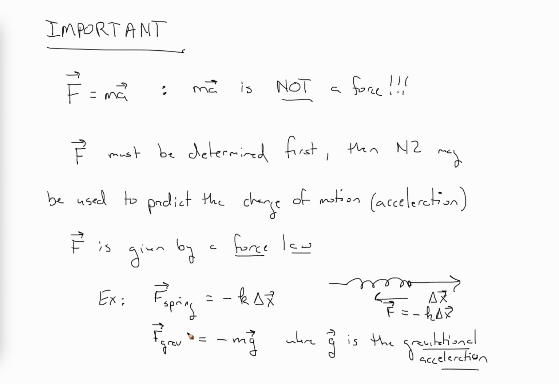Here's the force law for gravity in a uniform gravitational field. So gravity near the Earth, we would have that the force of gravity is equal to minus the mass of an object times this gravitational vector. This g is a constant vector called the gravitational acceleration. So these are just examples of force laws.